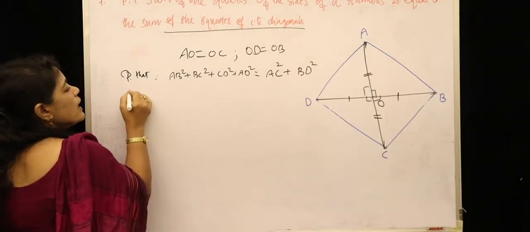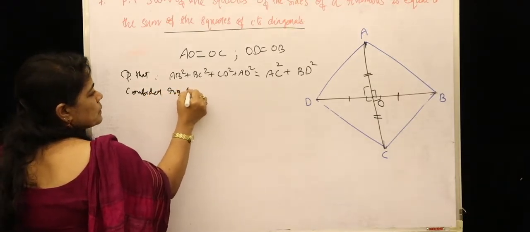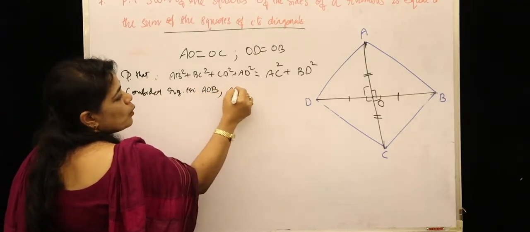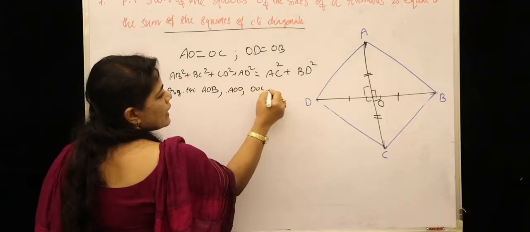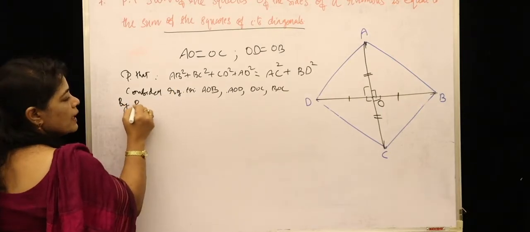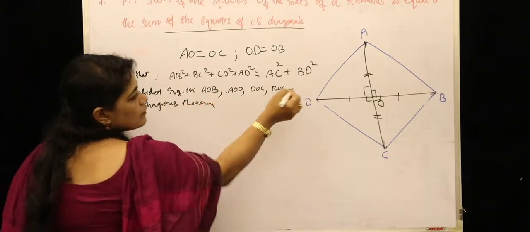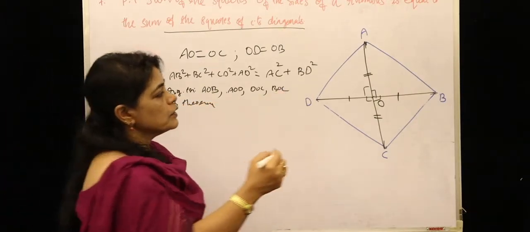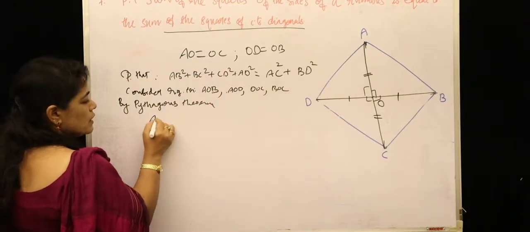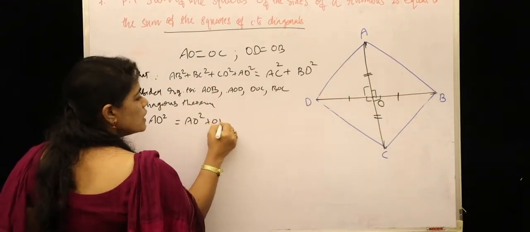So consider right triangles AOB, AOD, DOC and BOC. By Pythagoras theorem, in first triangle AOD, the square of the hypotenuse, the side opposite to the 90 degree angle, is the longest side. So AD square is equal to the sum of the squares of the other 2 sides, AO square plus OD square.